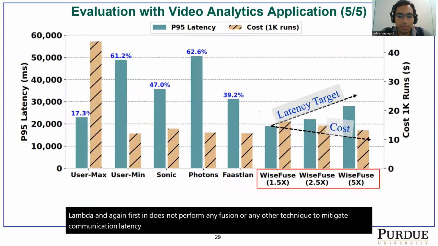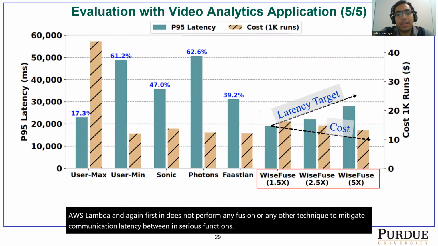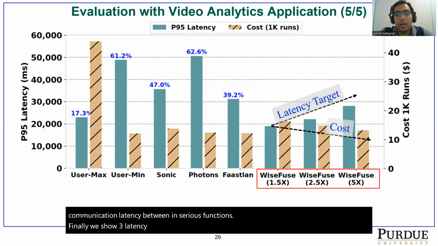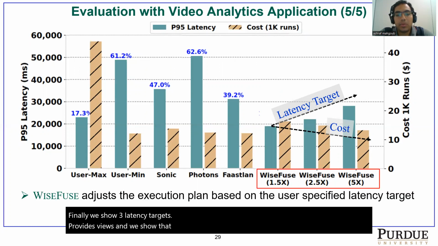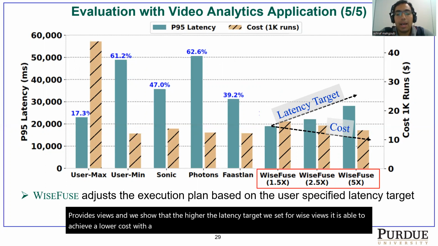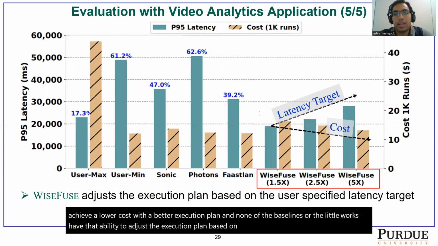Finally, we show 3 latency targets for WISEFUSE, and we show that the higher the latency target we set for WISEFUSE, the lower the cost it is able to achieve with a better execution plan. And none of the baselines or the related works have the ability to adjust the execution plan based on the latency target to achieve a lower cost.